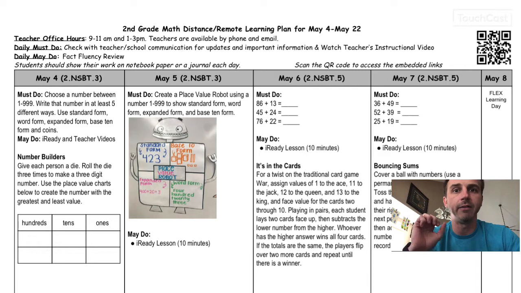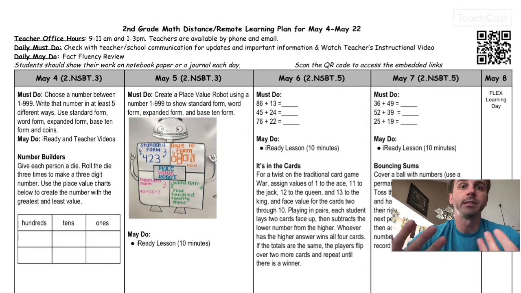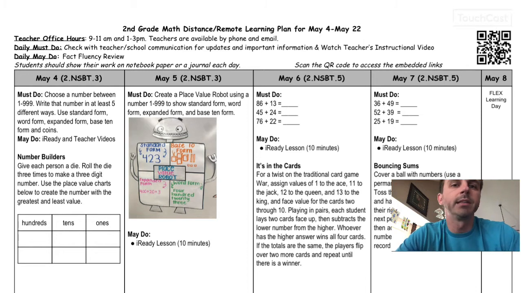Expanded form, taking that 400 plus 20 plus 3. Ten form, 4 hundreds, 2 tens, 3 ones, and then coins would be like $423, or 400 pennies, 2 dimes, 3 pennies, something like that. And so that's a way that they can write that number 5 different ways. So those are the must do, and that's it for that day.